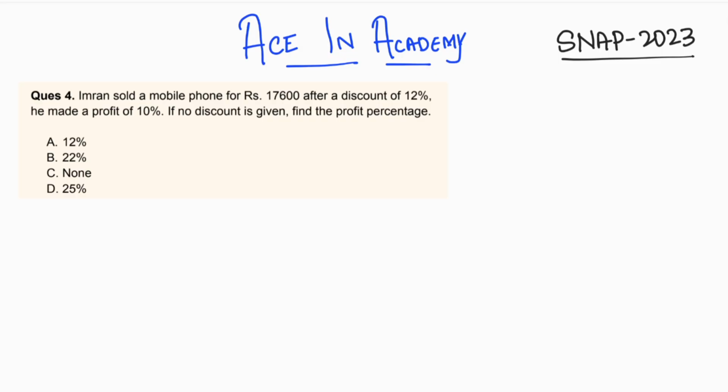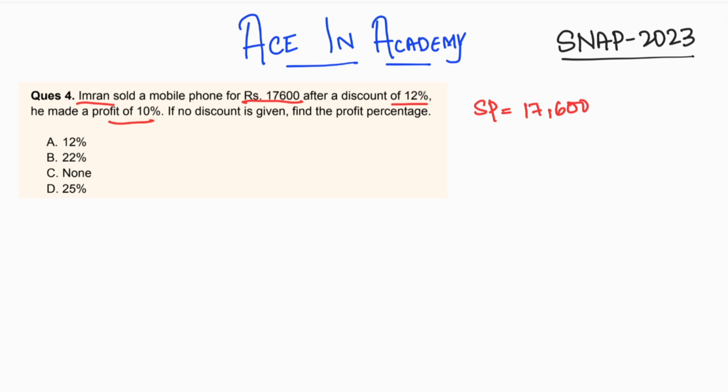I hope that you've tried the question and you've got the solution, and if you didn't, then let's check the solution. So according to our given question, it is given that Imran sold a mobile phone for Rs 17,600. After a discount of 12%, he made a profit of 10%. If no discount is given, find the profit percentage. So the question is pretty simple. We are given the selling price of the mobile phone as 17,600.